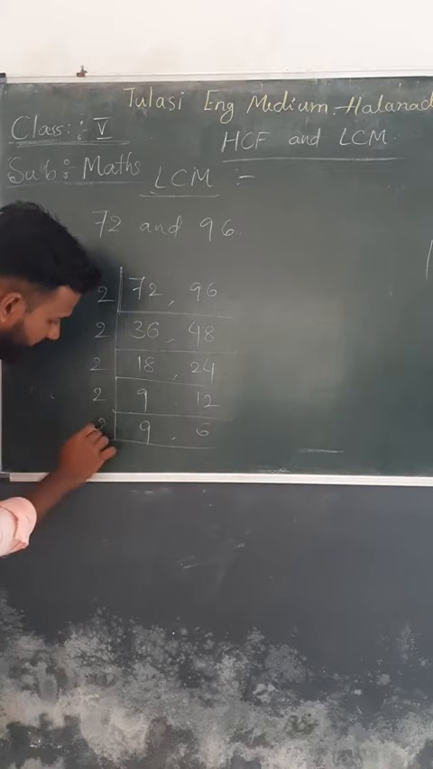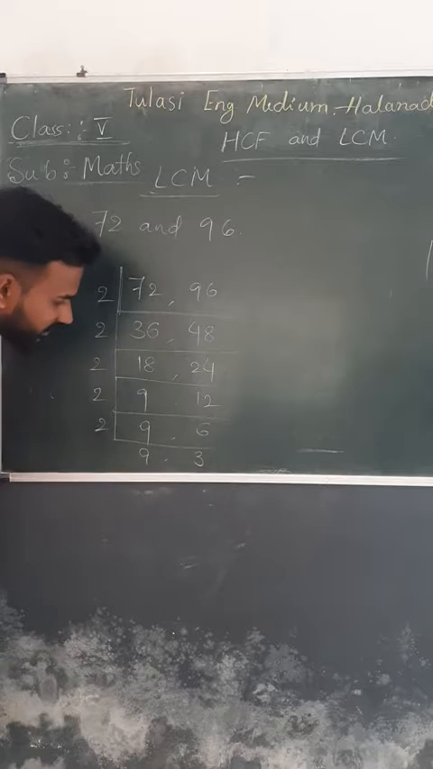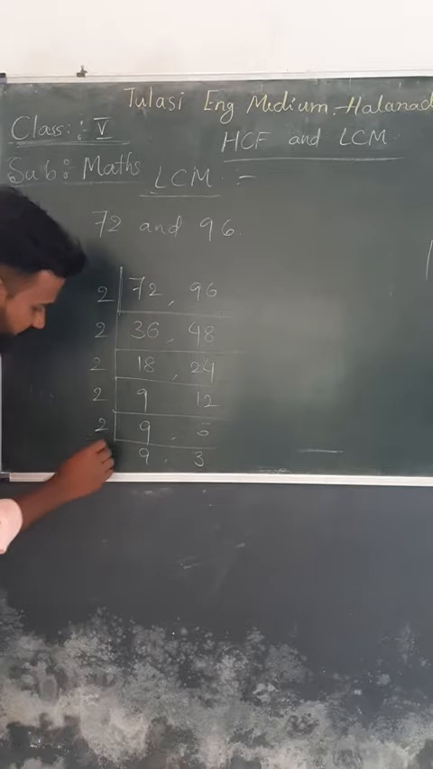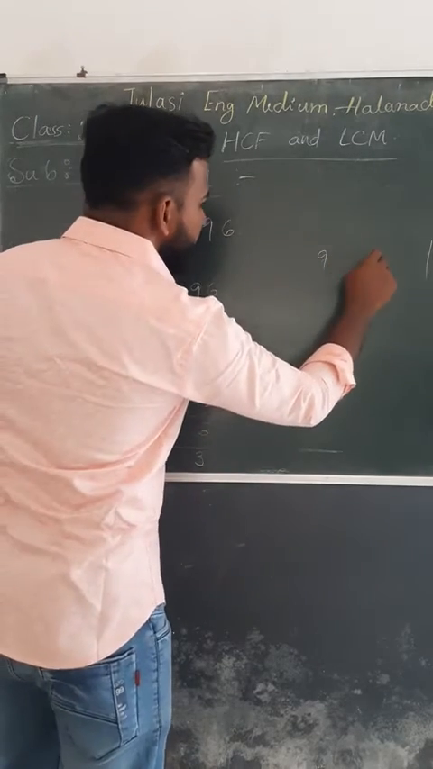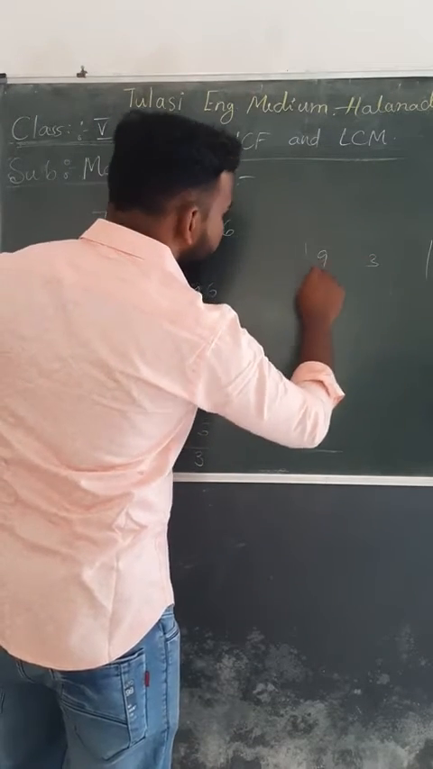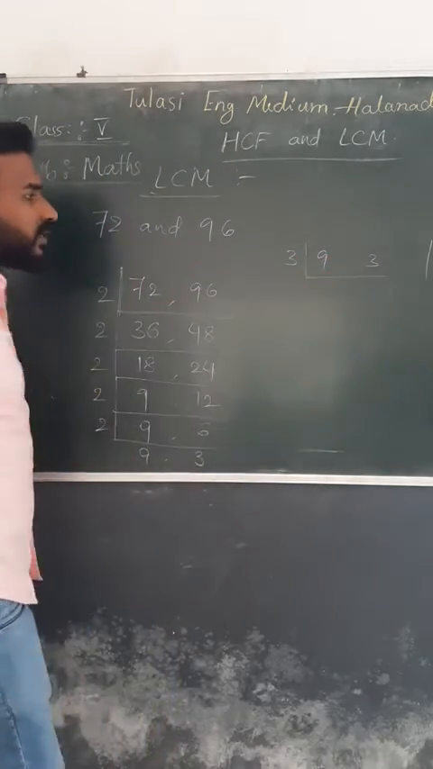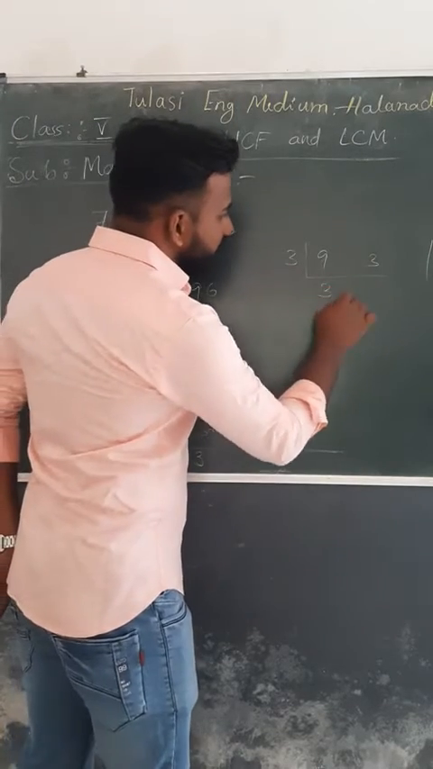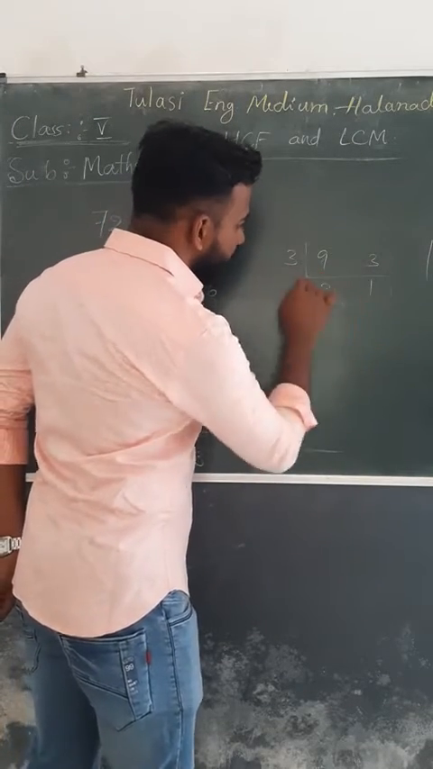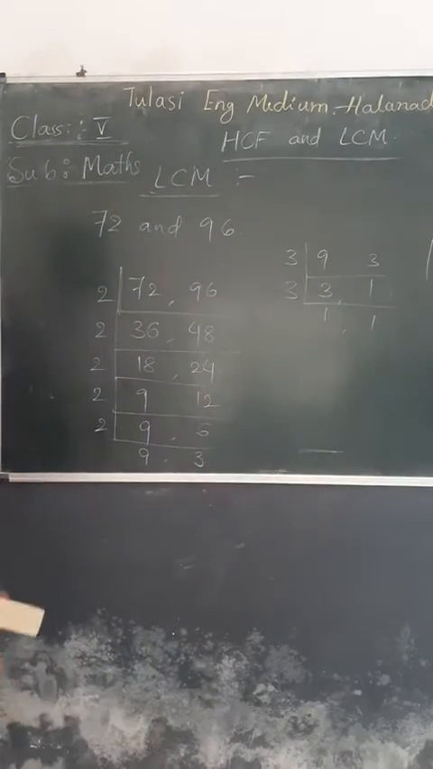Continue. 9 as it is, 2 3s are 6. 9 and 3, write it here. 9 and 3 both are not divisible by 2, so I am trying by 3. 3 3s are 9, 3 1s. Until we get 1, we have to factorize.